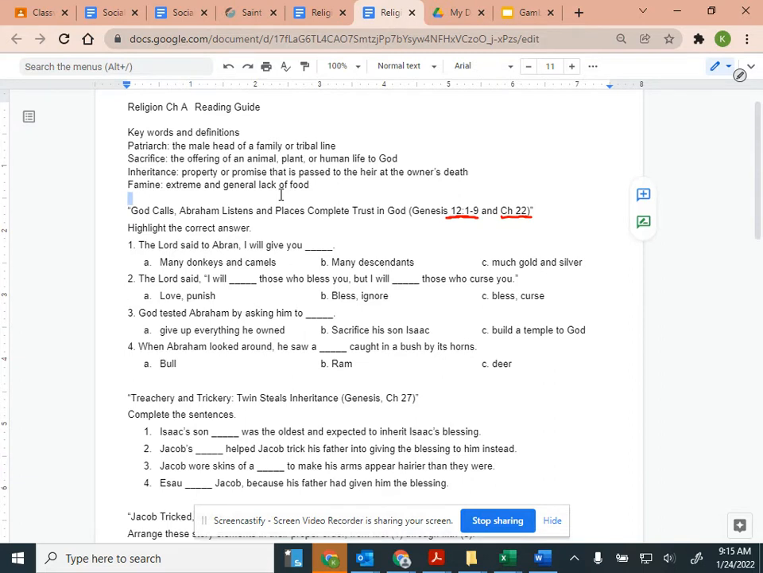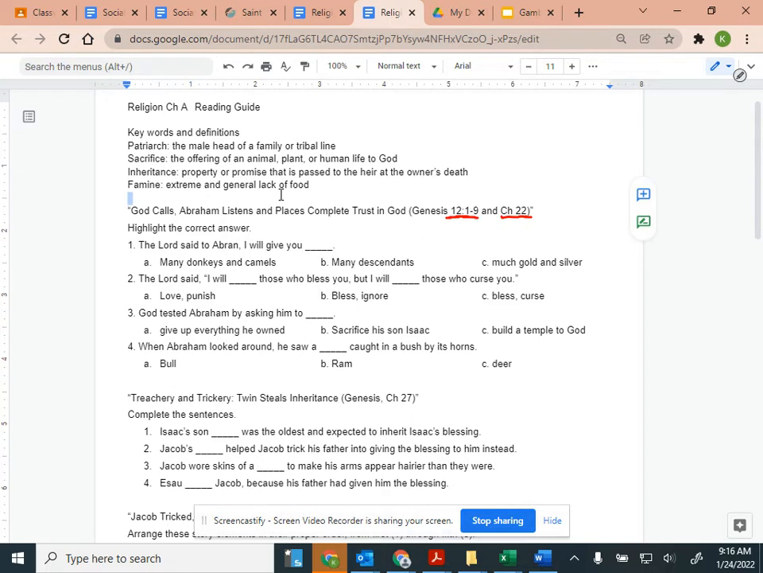As the two walked on together, Isaac spoke to his father Abraham. Father, he said. Here I am, he replied. Isaac continued, here are the fire and the wood, but where is the sheep for the burnt offering? My son, Abraham answered, God will provide the sheep for the burnt offering. Then the two walked on together. When they came to the place of which God had told him, Abraham built an altar there and arranged the wood on it. Next, he bound his son Isaac and put him on top of the wood on the altar. Then Abraham reached out and took the knife to slaughter his son.